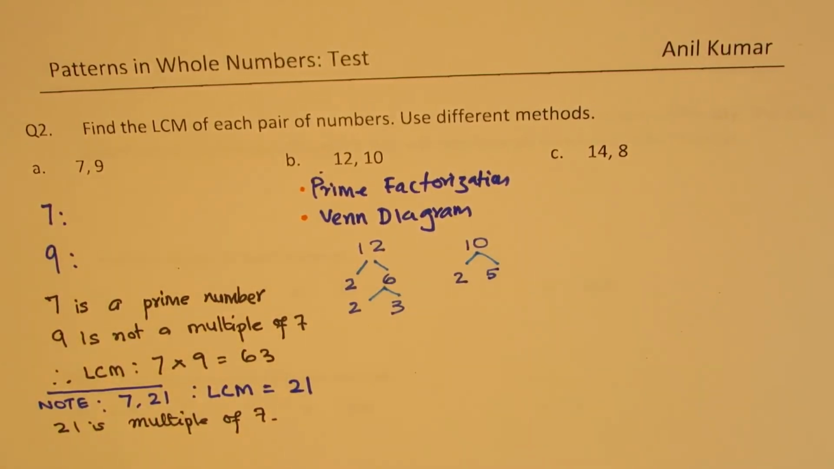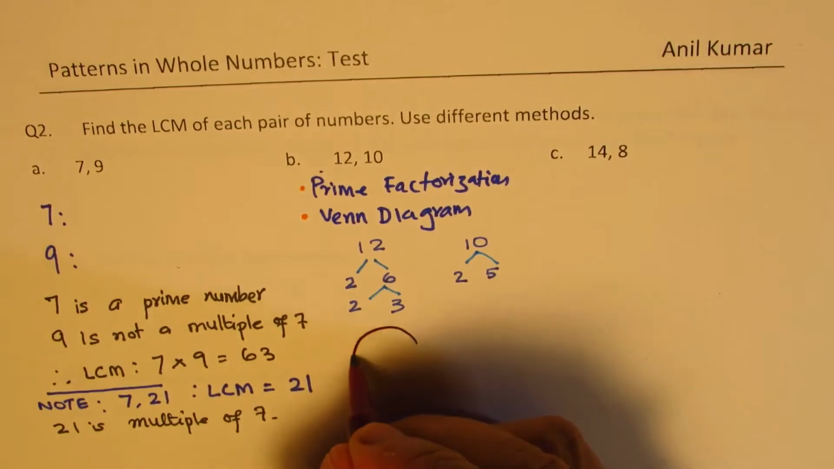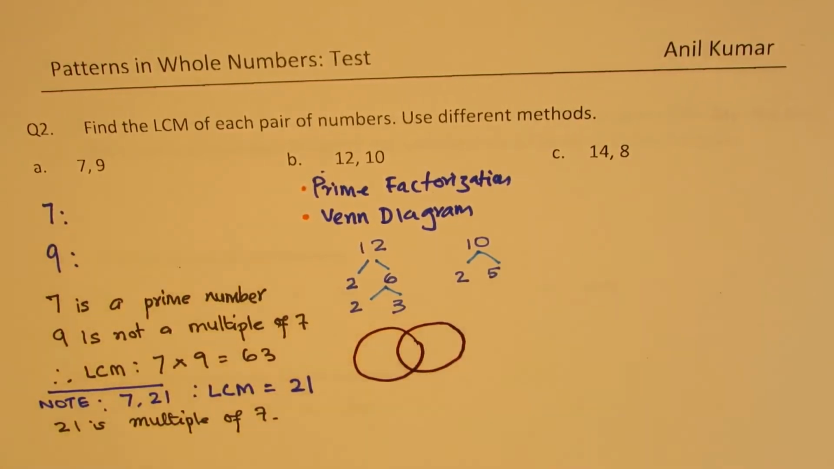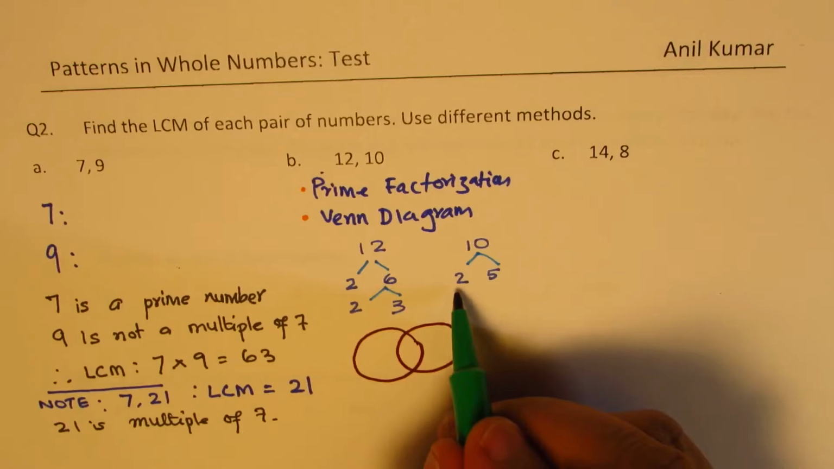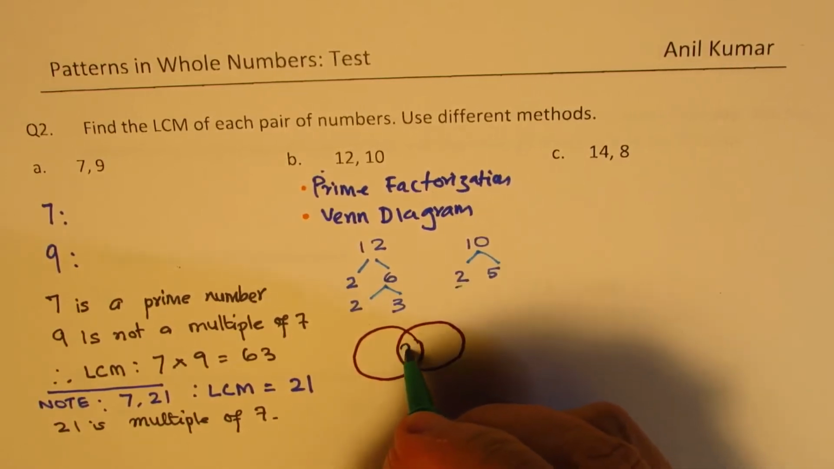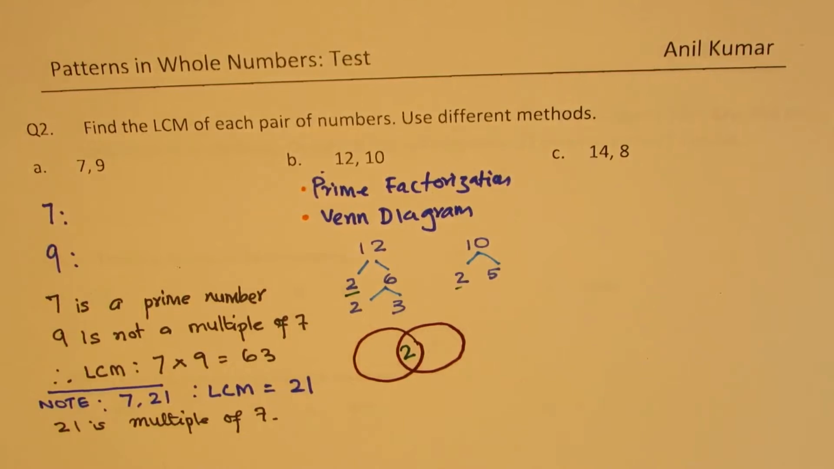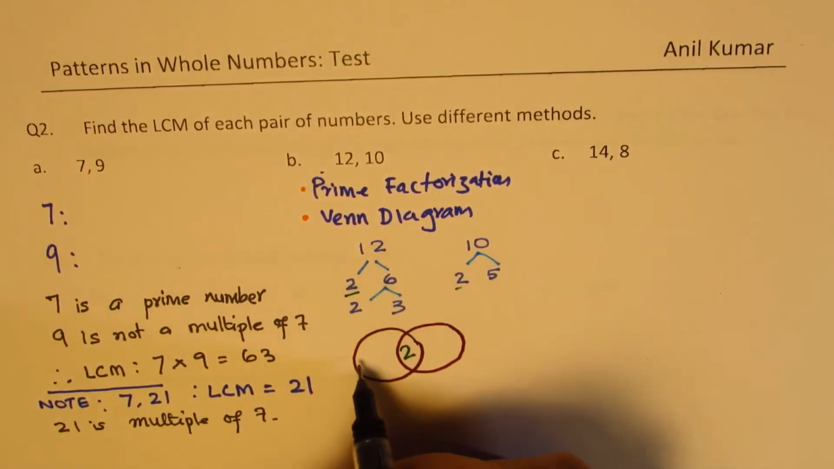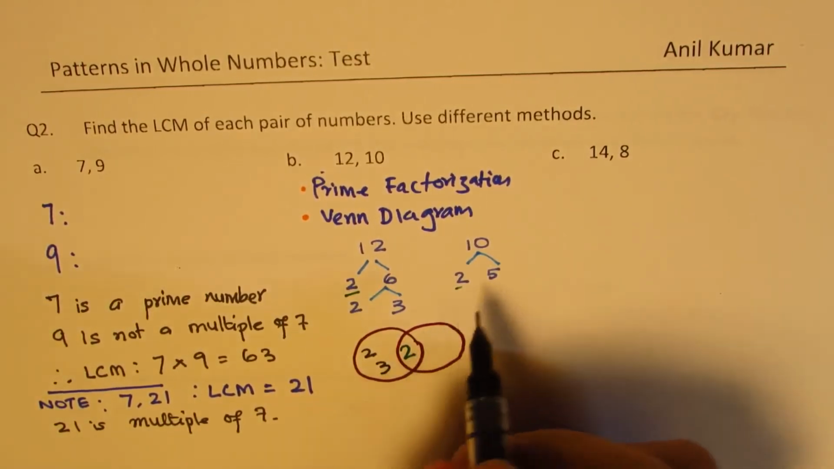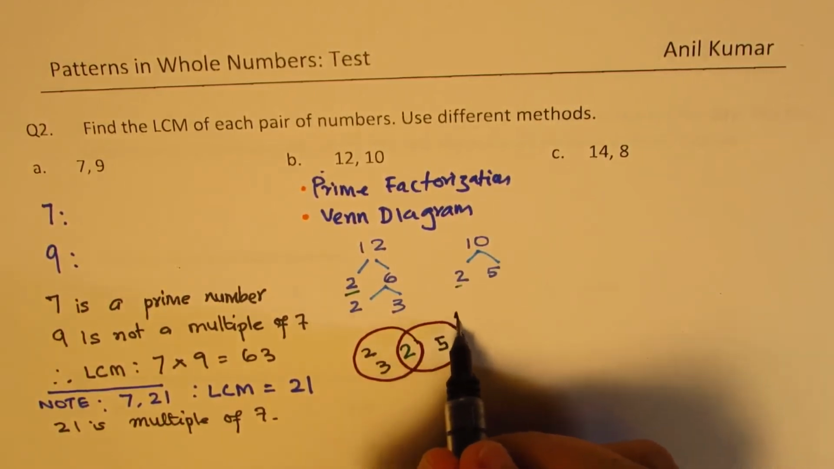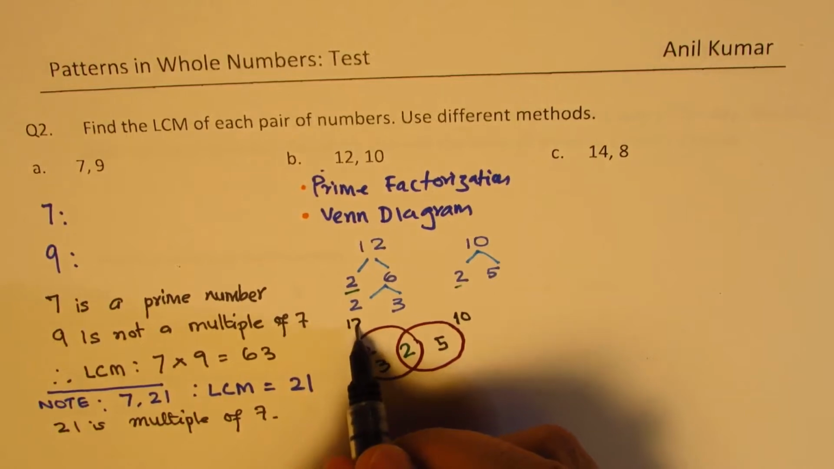What do you notice? Well, let's make a Venn diagram to represent the prime factors of the given numbers. The common number is 2, right? So let me write that in the middle. What remains? For 12, 2 and 3. For 10, the number 5. You see that. So this is for 10, this is for 12.